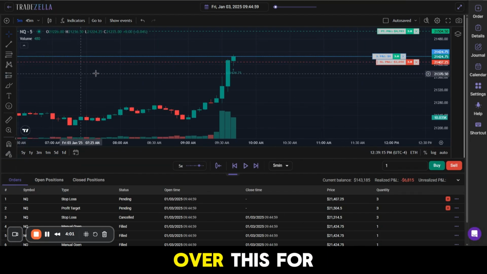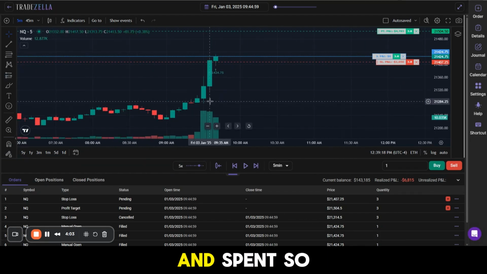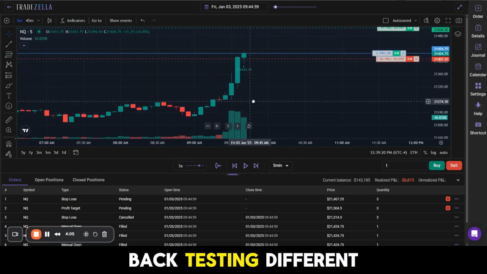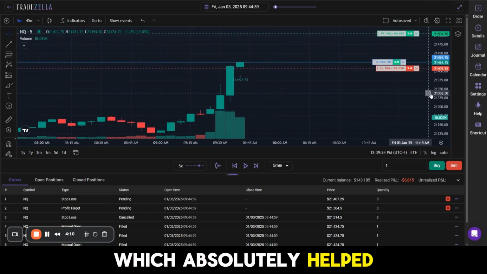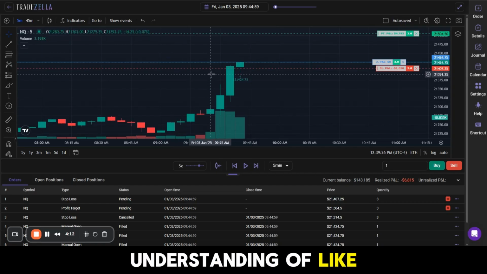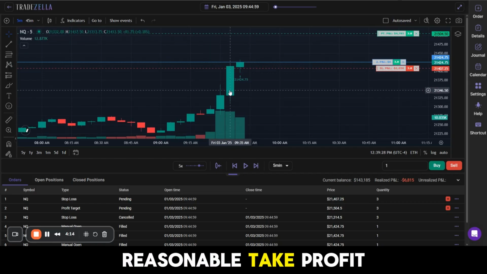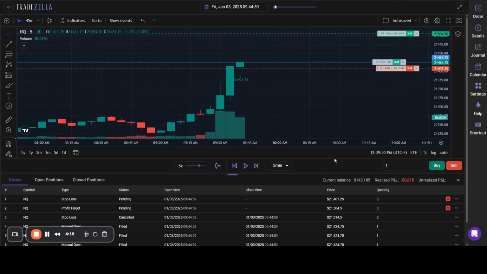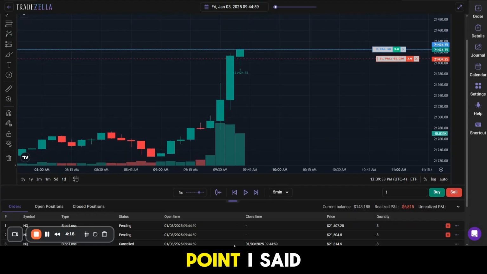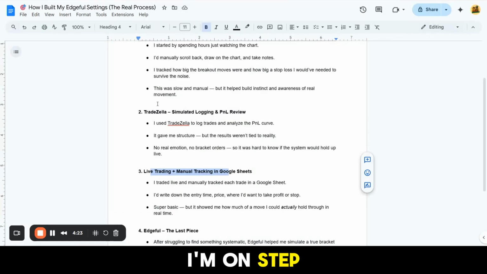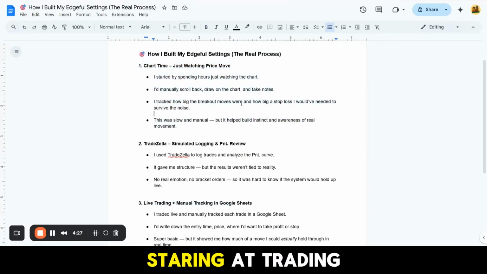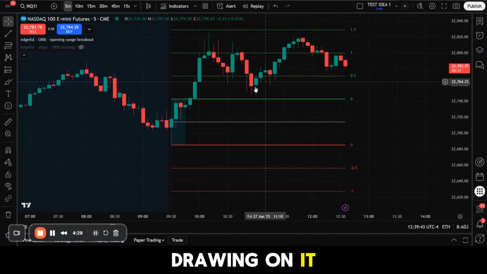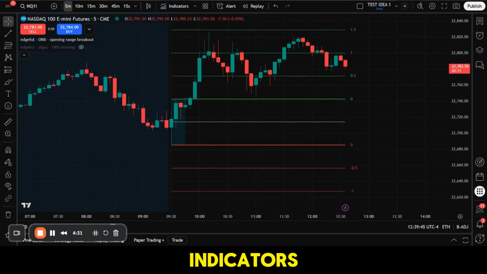I obsessed over this for a long time and spent so much effort backtesting different strategies in TradeZella, which absolutely helped. It gave me a better understanding of what is a reasonable take profit and a reasonable stop. And at that point, I said, okay, I'm going to go trade. So now I'm on step 3. I went from chart time, just absolute grinding, staring at TradingView, drawing on it, getting weird, having tons of indicators.